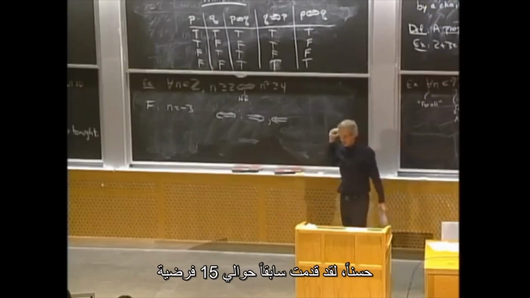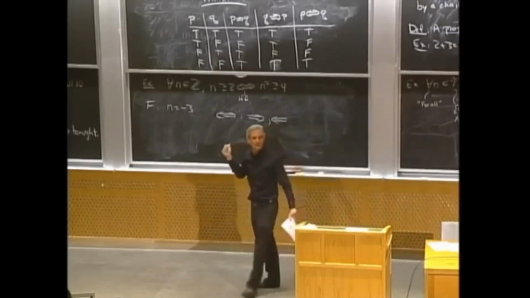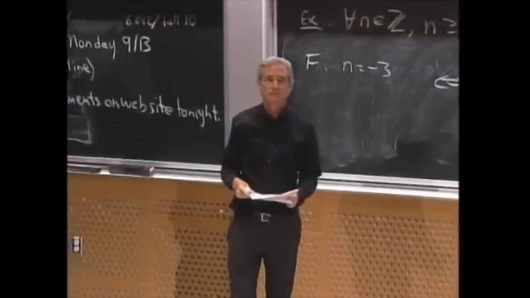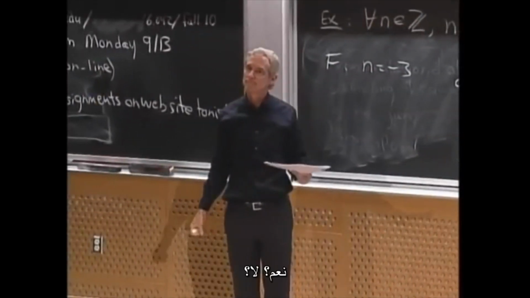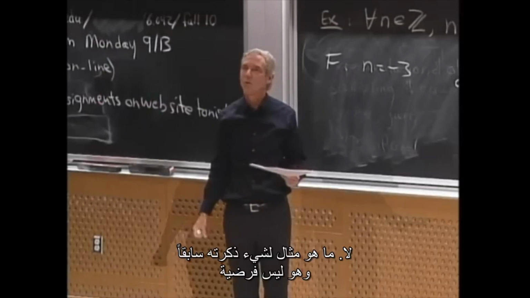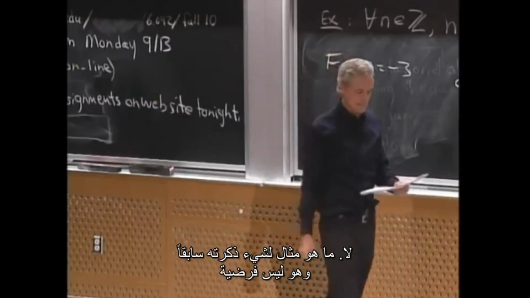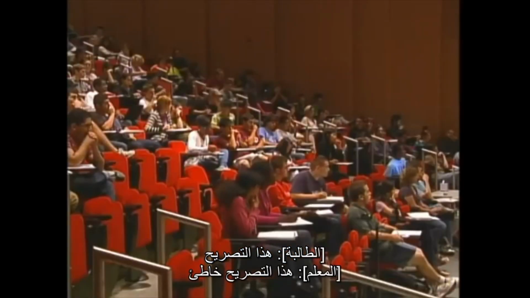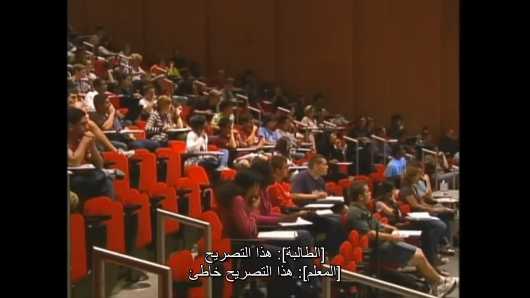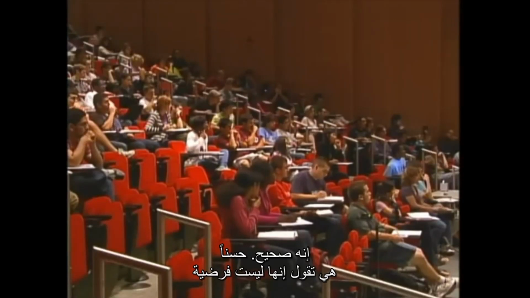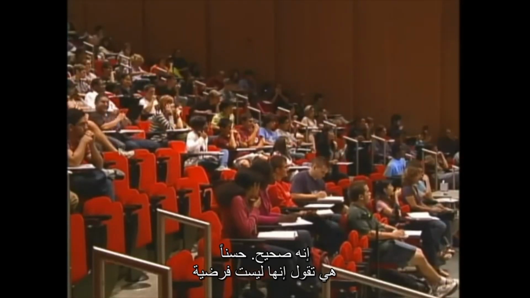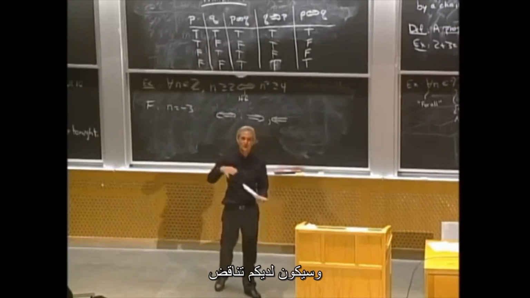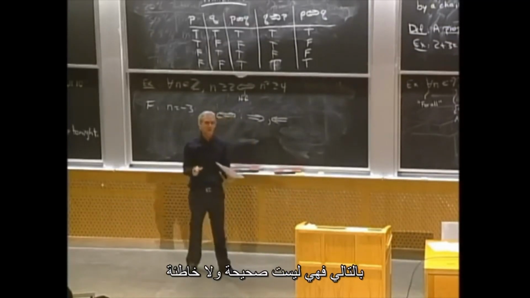All right, we've just done about 15 propositions. Is every sentence a proposition? Yes? No? No. What's an example of something that's not a proposition? This statement is false. That's true. Well, that is true. It's not a proposition. Because if it were true, it wouldn't be false. And if it was false, then it would be true and you have a contradiction. So it's neither true nor false.